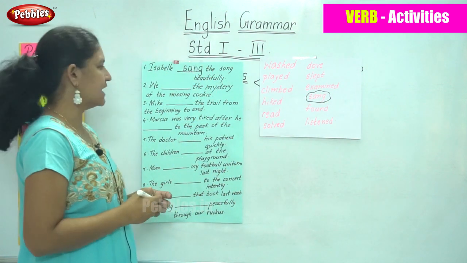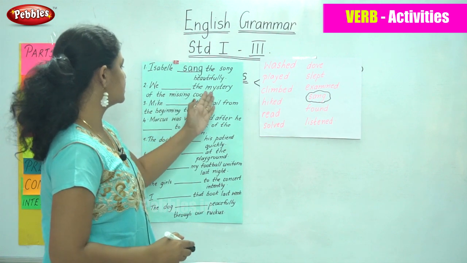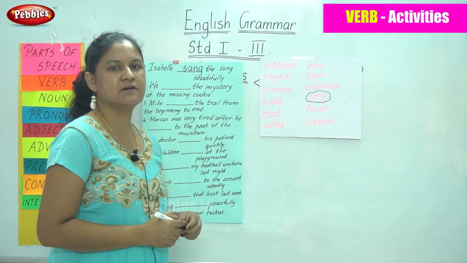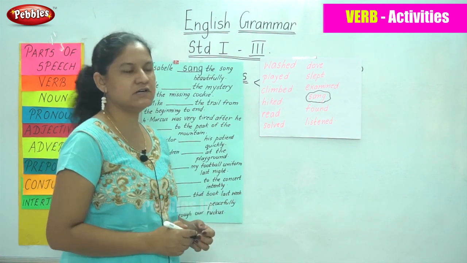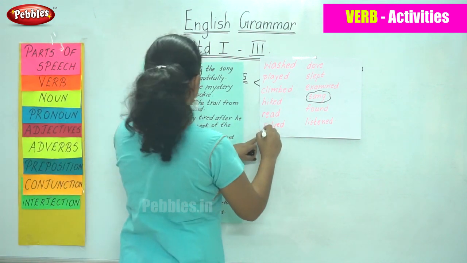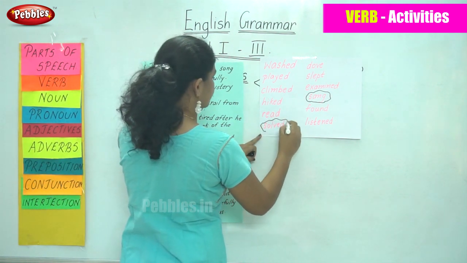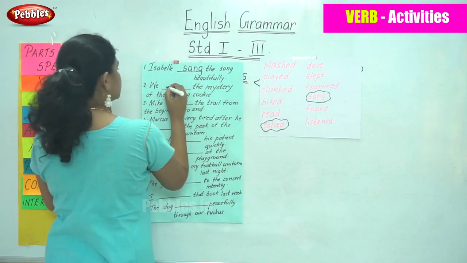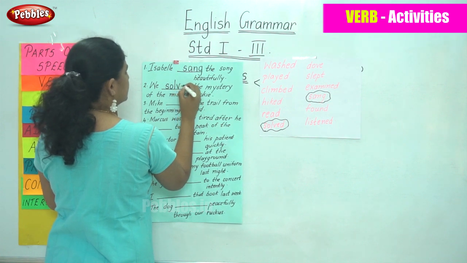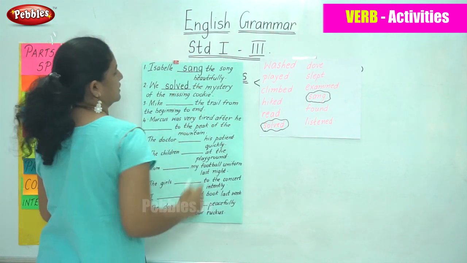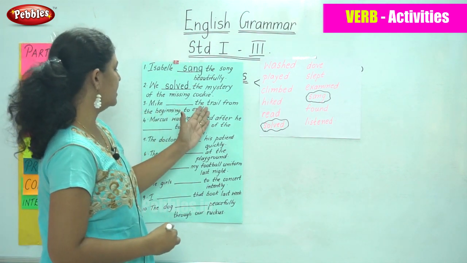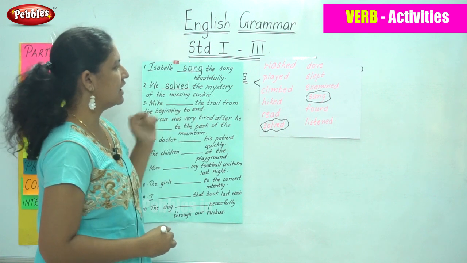The next sentence I have, we dash the mystery of the missing cookie. So normally a mystery, we always solve a mystery. So I write the word solved. So we solved the mystery of the missing cookie. So the word solved.